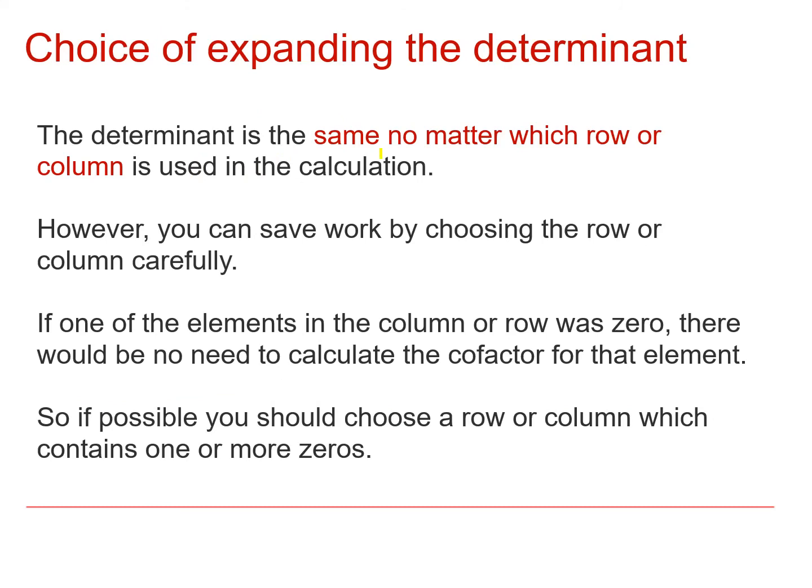There's the summary for that then. The determinant is the same no matter which row or column is used. And as I hinted at earlier, you can save work by choosing the row or column carefully. If one of the elements in the row or column is 0, there would be no need to calculate the cofactor for that element, and that can save you some time. Hence, if possible, you should choose a row or column which contains one or more zeros.